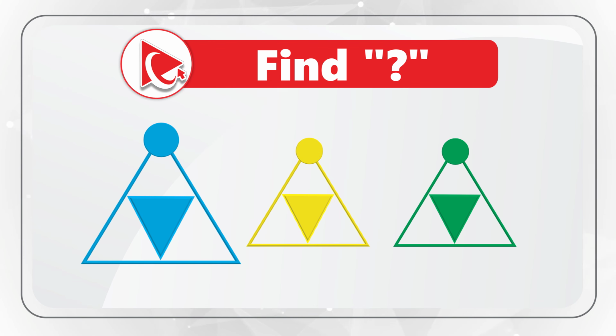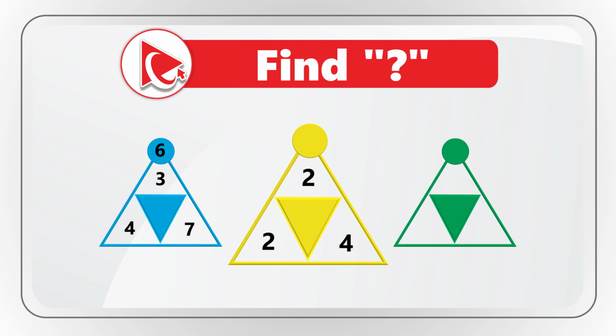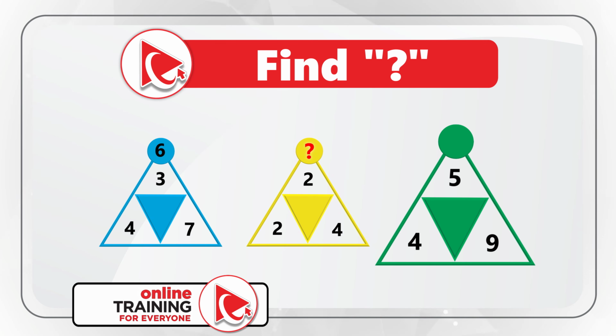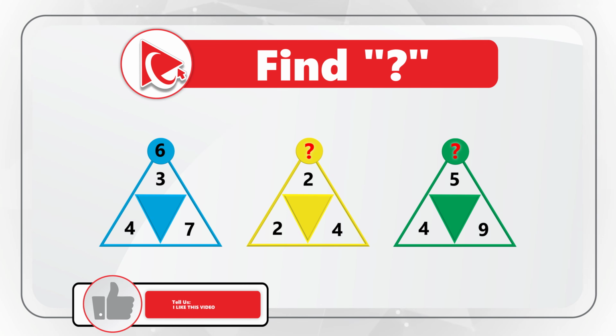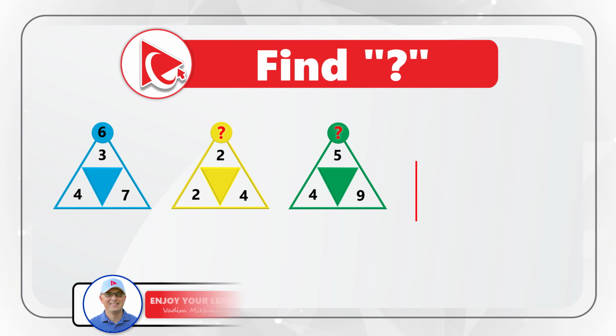The blue triangle has 3 numbers inside. Starting from the top, the numbers are 3, 7, and 4, and the number on the top is 6. The yellow triangle has numbers 2, 4, and 2, and there is a missing number on the top. The green triangle has numbers 5, 9, and 4, and a missing number on the top. Take a close look to see if you can find the 2 missing numbers and select out of 4 different choices.